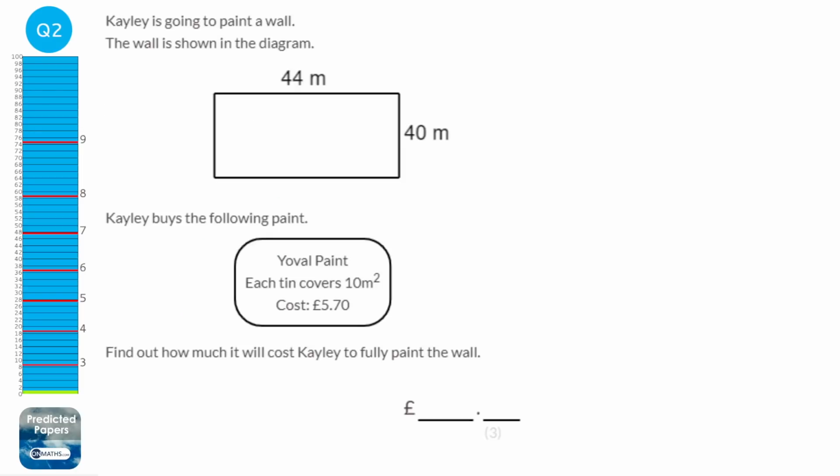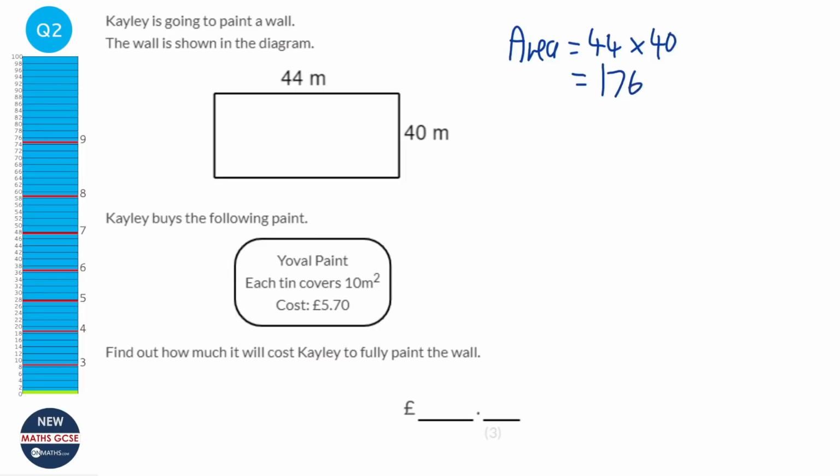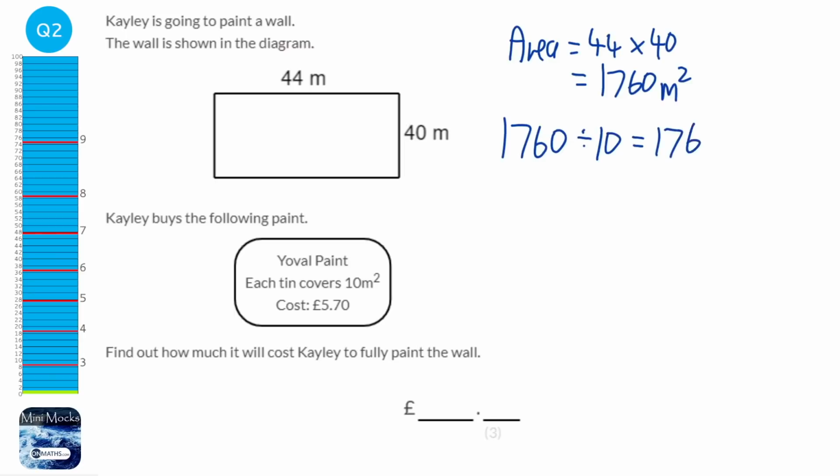First thing we need to do is work out the area of the wall. And so to do that, we're just going to multiply the 44 by the 40. So 44 times 40 is 1,760. And next thing we notice is that each tin covers 10 meters squared. So it actually means we can work out the fact that there are 1,760 meters squared in total for our wall. And if each tin covers 10 meters squared, then we will need 176 tins. That's the amount of tins we need.